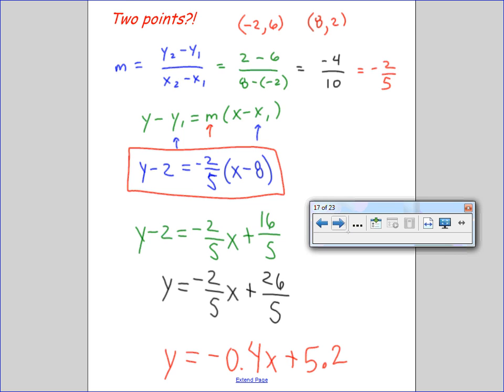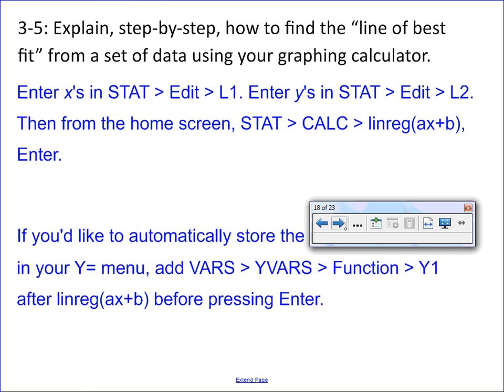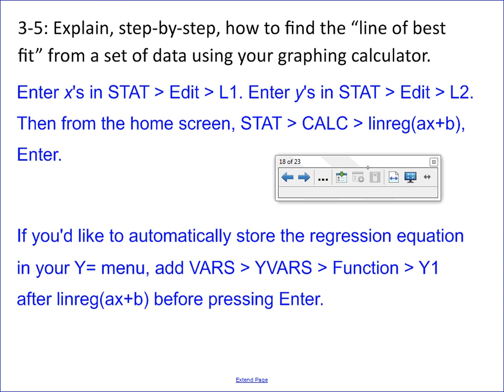Now let's do it with the calculator so that we can compare. This is one of my favorite things to do with our graphing calculators in advanced algebra is do a regression. A regression is where we use the built-in software of our calculator to determine our line of best fit numerically.